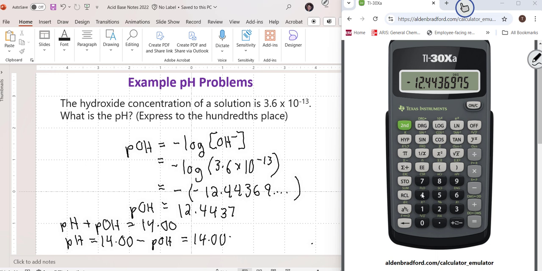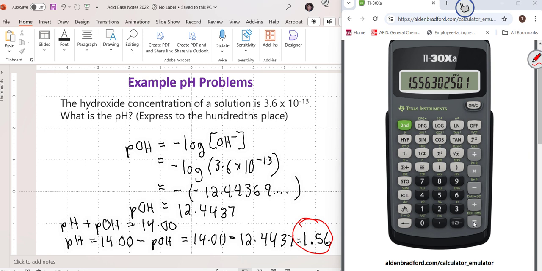14.00 minus this 12.4437. And I just happen to have this number already in my calculator as a negative. I didn't change it in the calculator, I just changed it down here. So I could just take this and add 14. So plus 14 equals. And our answer, and we're supposed to round to the hundredths place, equals 1.56 after rounding. So that would be our final answer: 1.56.